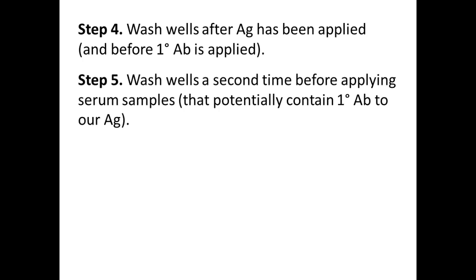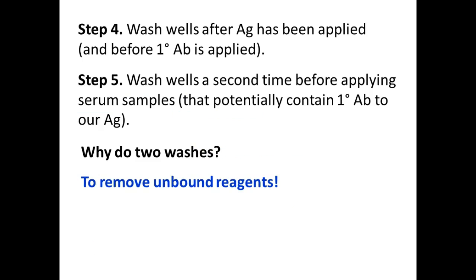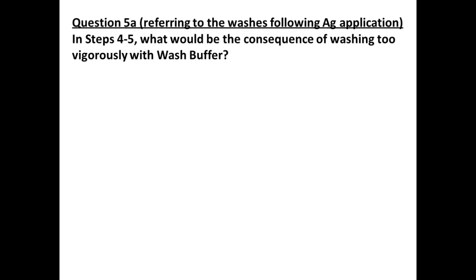Then we're going to add the primary antibody. But this is what we're testing for, right? So wells will be washed a second time before we add these. So we want to make sure we wash out anything that's unbound. Why do we do the washes? We want to remove anything that's not binding, because that's going to create cross-reactivity where we get false positives, right? And we don't want that. Right? So remove unbound agents.